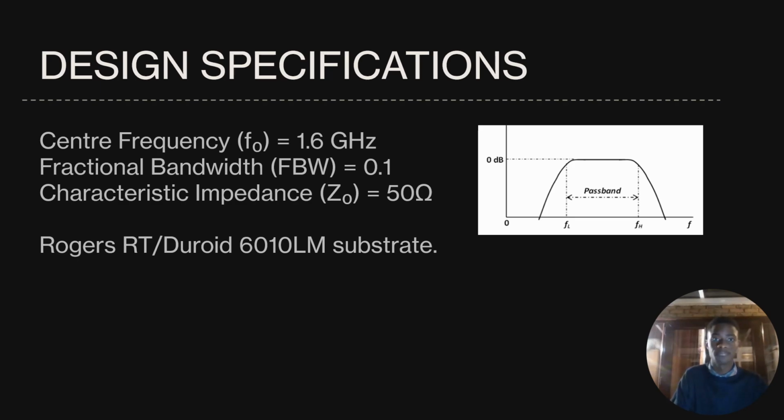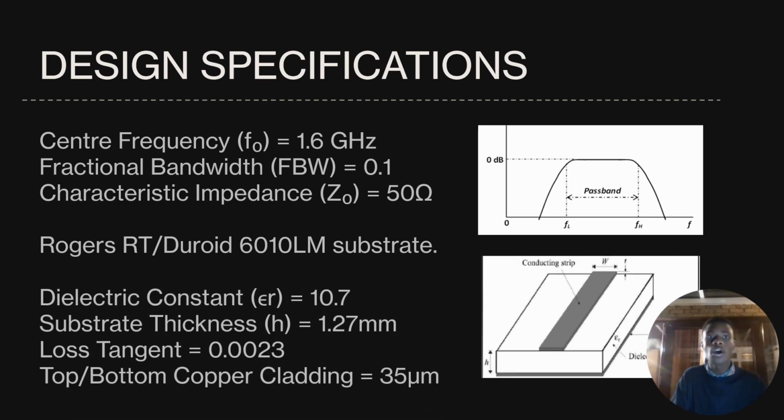As can be seen here, for our microstrip design, we will use a half-wavelength resonator with Rogers RT Duroid 6010 LM substrate. Our dielectric constant will equal 10.7, the microstrip thickness will be 1.27 millimeters, the loss tangent will equal 0.0023, and this will all be arrayed with a top and bottom copper cladding measured to be approximately 35 micrometers.